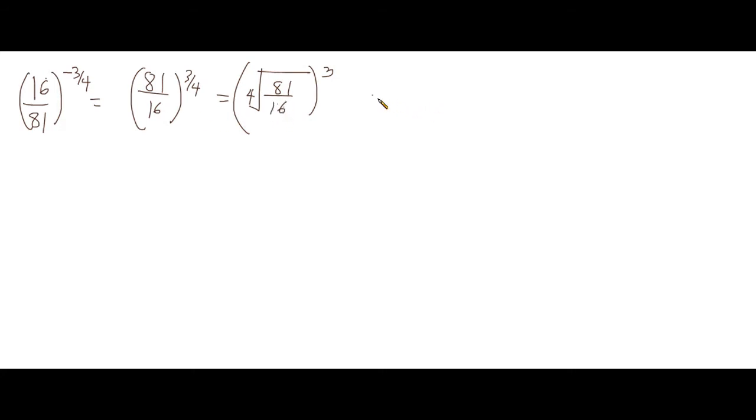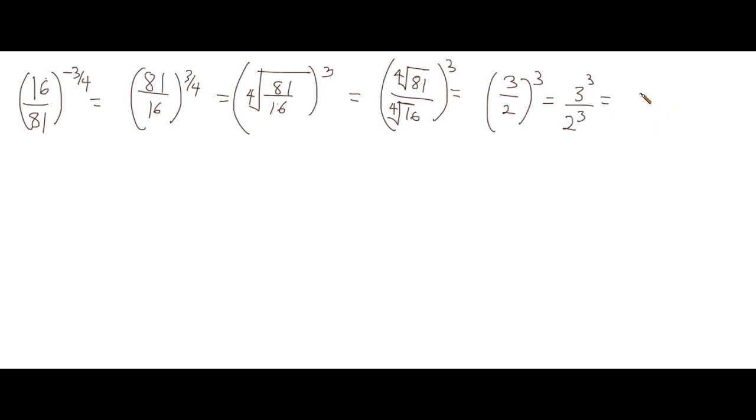So the fourth root of, I can share that, the fourth root of 81 over the fourth root of 16 all raised to power of 3, and this will result to 3 over 2, and I'll cube the answer, so that will be 3 raised to power of 3 and 2 raised to power of 3, and the final answer will be 27 over 8.